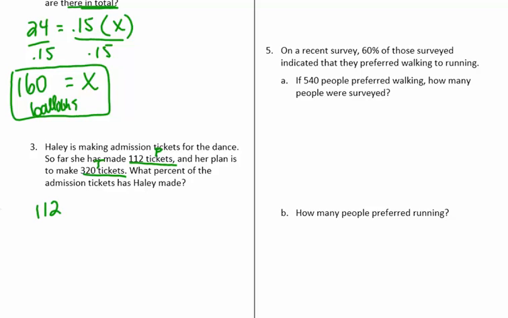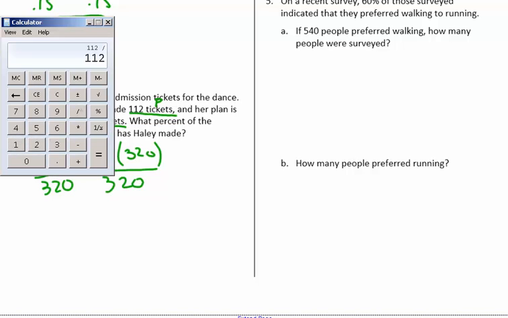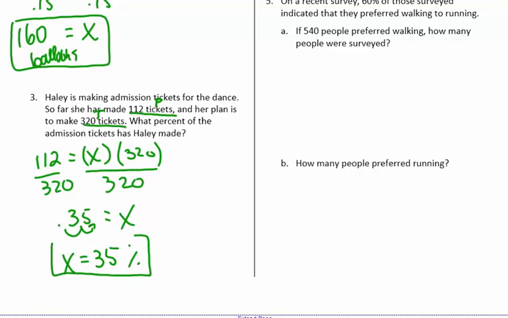So the part is 112 equals X, which is the percent, times 320. I want X by itself, so I need to get rid of 320. So I divide both sides by 320. And 112 divided by 320. So 0.35 equals X. Now we don't leave this like this. This is the decimal answer, and it's asking for the percent. So to convert it to a percent, I move the decimal over 2 places. 1, 2. So X equals 35%. So she has made 35% of the tickets she wants to.